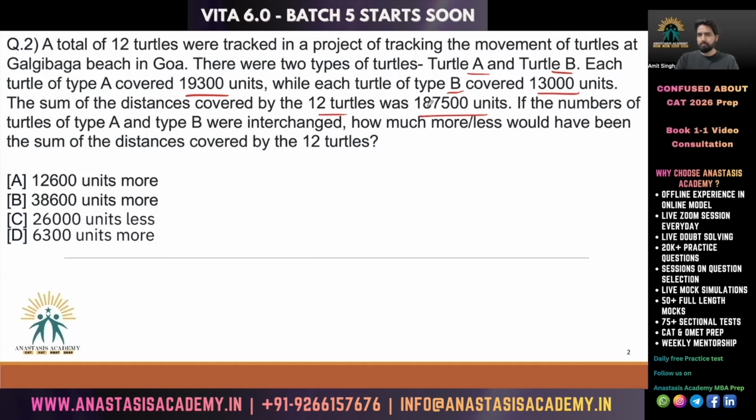1,87,500 units. If the number of turtles of type A and type B were interchanged, how much more or less would have been the sum of distances covered by 12 turtles?